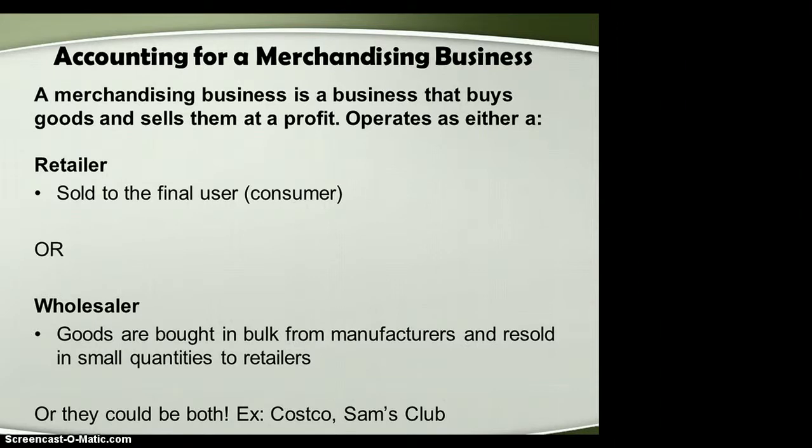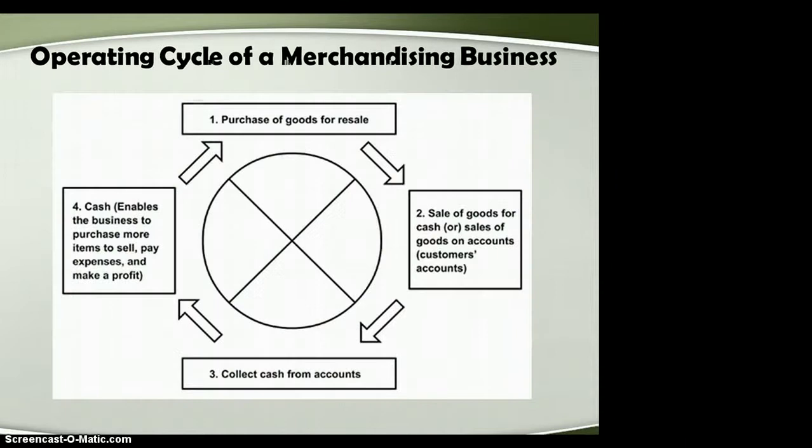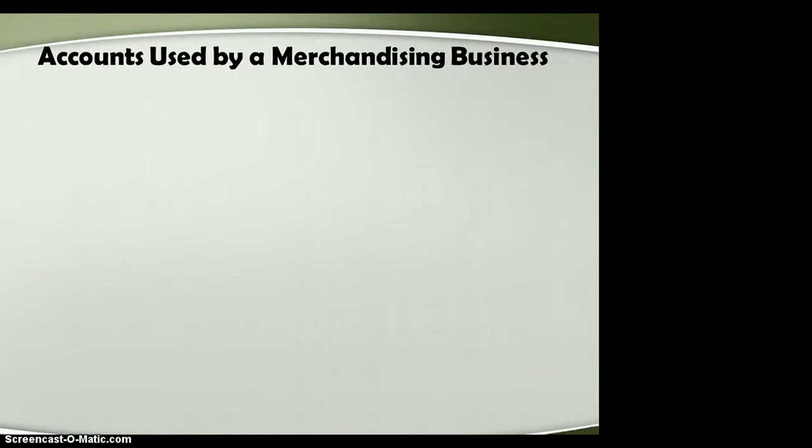So that is what a merchandising business is, and this is just a brief overview of the operating cycle of a merchandising business. As you can see, first they purchase goods for resale. They sell those goods to consumers, could be for cash or on account, collect cash from accounts, and then that cash that they earn enables them to buy more goods. Pretty basic information, and you guys probably already were like, oh, well, duh, that's how it operates. So no big surprise there.